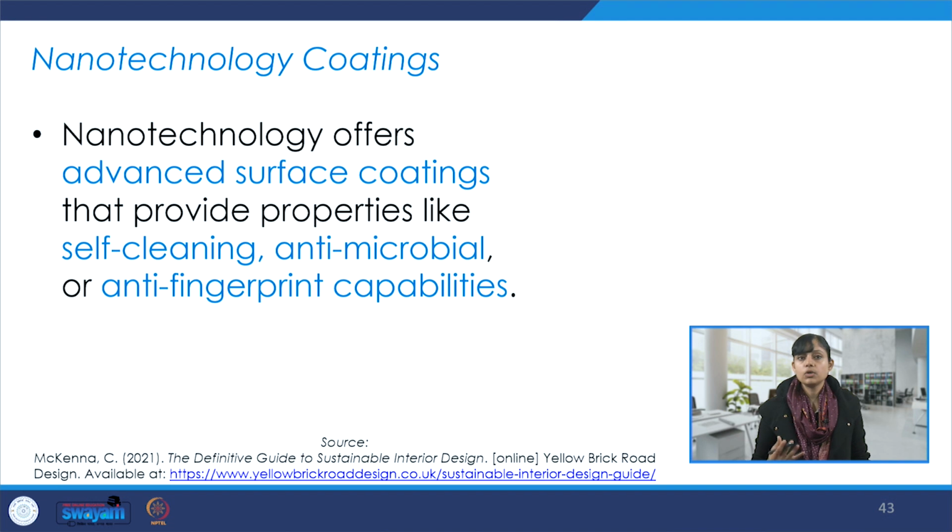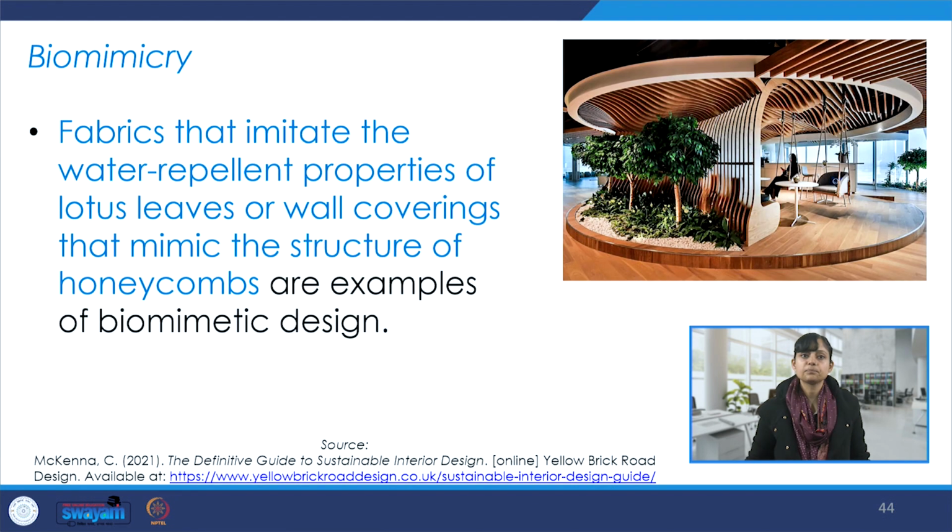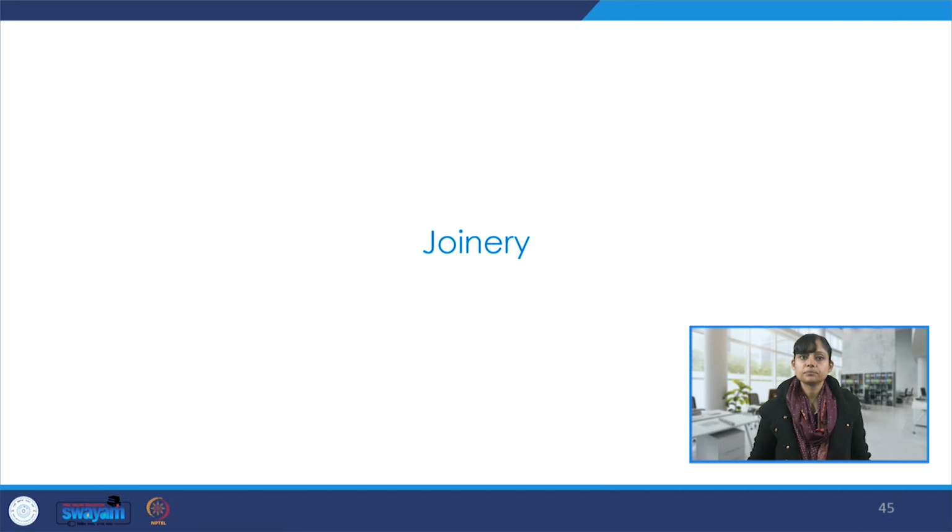We also saw nanotechnology coatings and how they offer advanced surface coatings which could have self-cleaning, antimicrobial, anti-fingerprint capabilities, and so on. We also saw biomimicry and the fabrics that imitate the water repellent properties of lotus leaves and some wall coverings, and we saw more interesting examples from biomimicry.